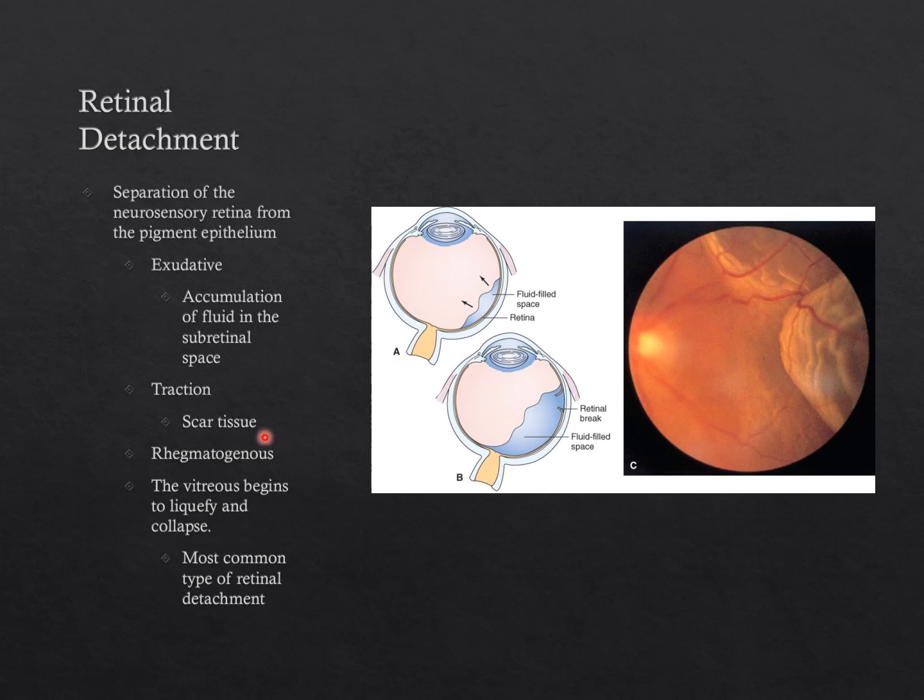There are a couple different forms of retinal detachment. One is exudative, where we get accumulation of fluid in the subretinal space that starts to push the retina away. We can also get traction causes, where scar tissue forms and causes retinal detachment. And there's also something called rhegmatogenous, and this is the most common type. This is where the vitreous begins to liquefy and collapse, and that causes the retina to detach itself.